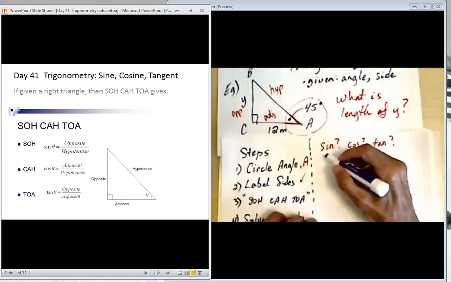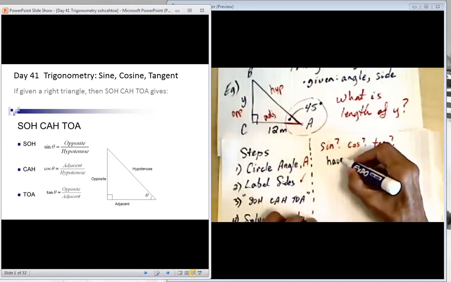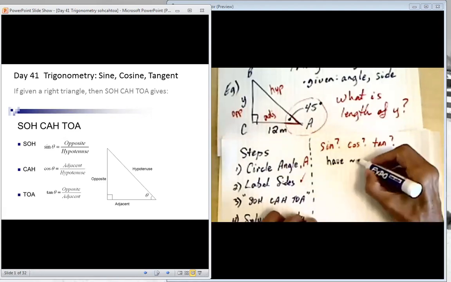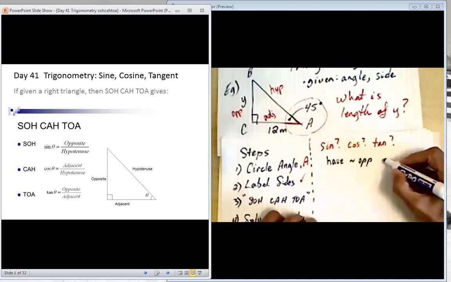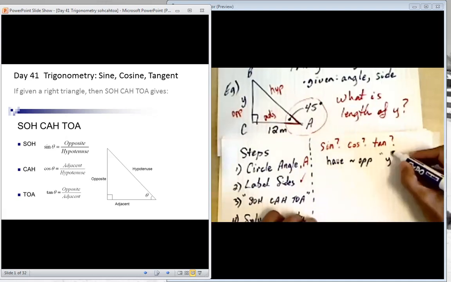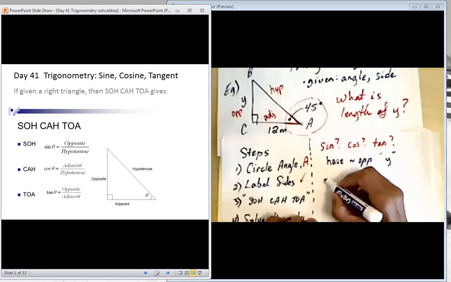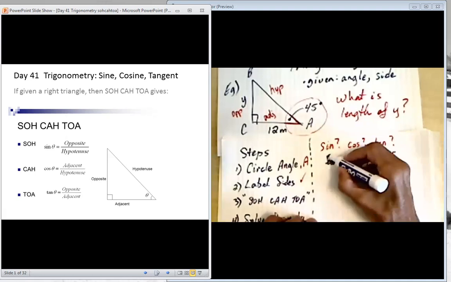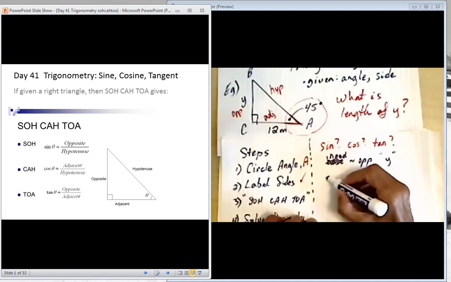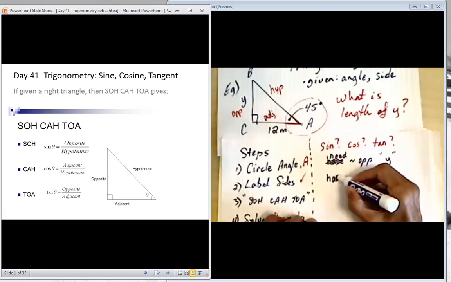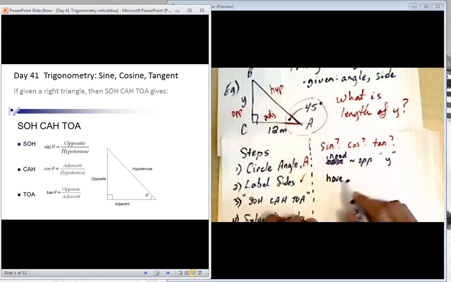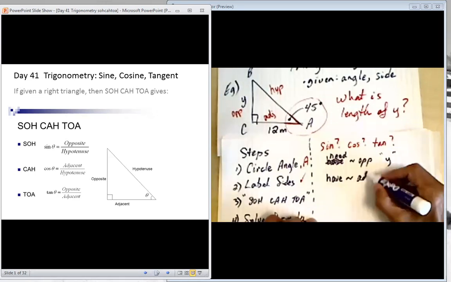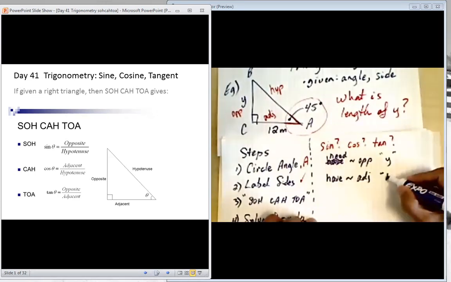Okay, someone from class got it already. So what do we have? We have the opposite side, which is y. That's the side we need. That's the question: what is side y? The side we got a number for is the adjacent side in this case. So that's our 12.